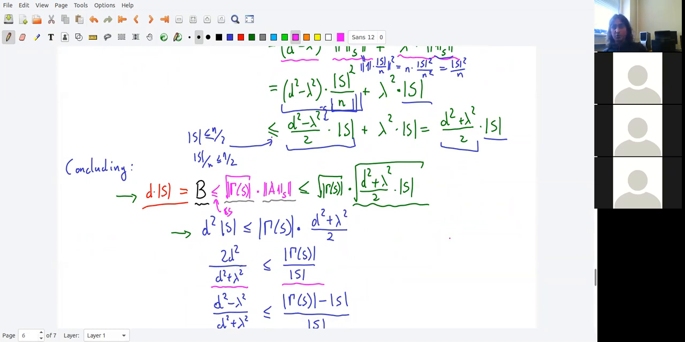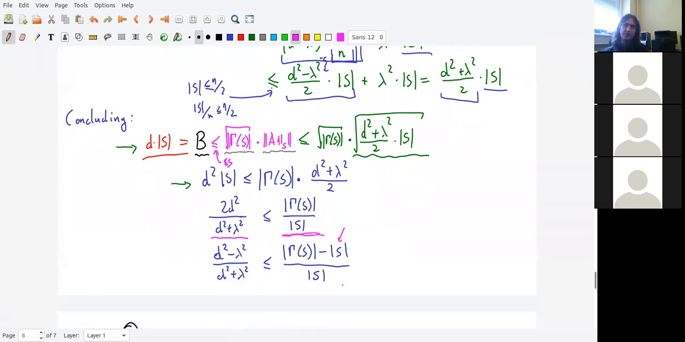But recall that we are not concerned about the ratio between gamma of S and S. We also wanted to subtract the size of S to see how many new vertices I see after one step of expansion. If I now subtract 1 from both sides, on this side I get what I wanted. On this side I get (2d square minus d square minus lambda square) over (d square plus lambda square), which is exactly the term I promised at the beginning. Good, so this was this amazing calculation.